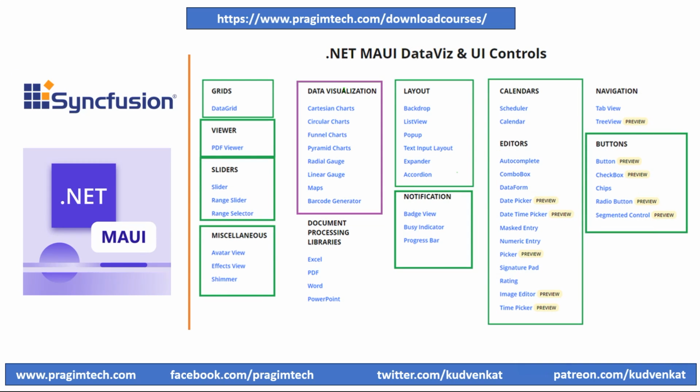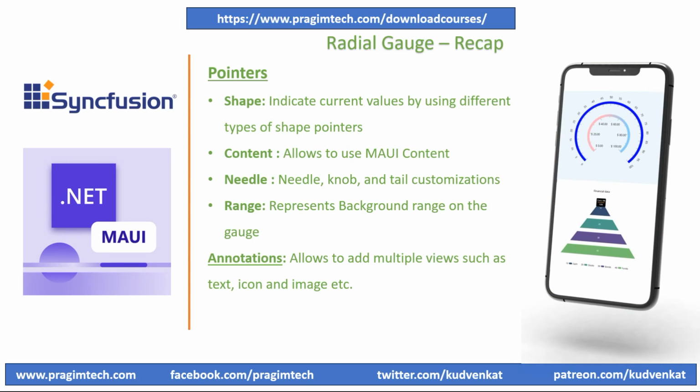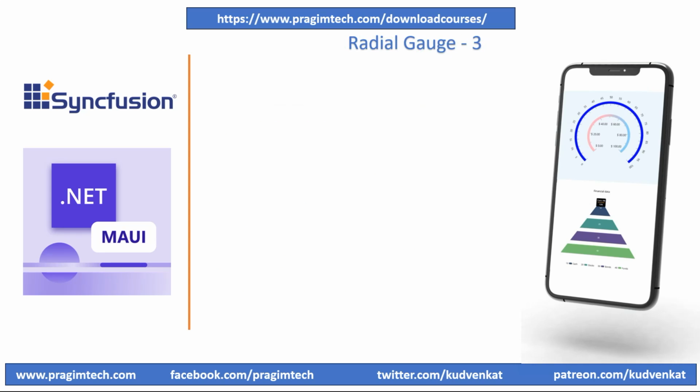In the previous session, we discussed the radial gauge control and understood the axis, pointers, range and annotation features of the radial gauge control. We have also added interactions to the radial gauge control. Please review the previous session before proceeding.